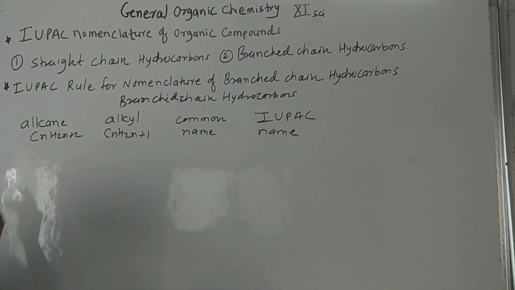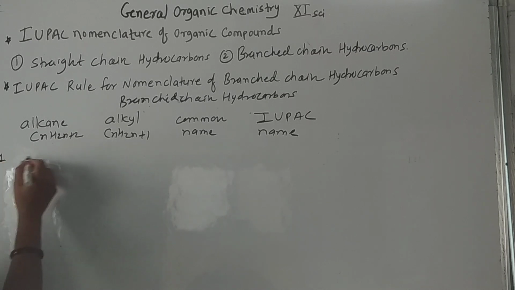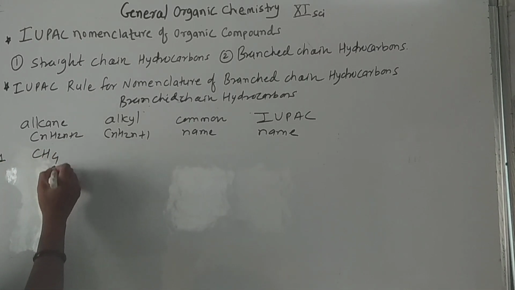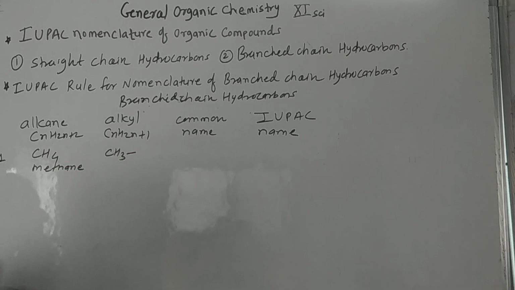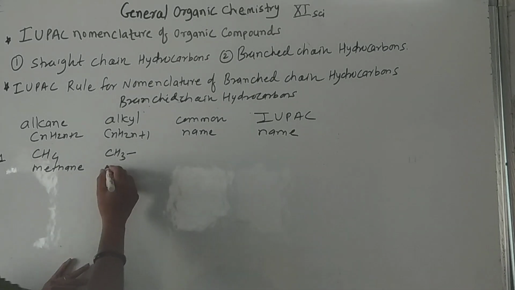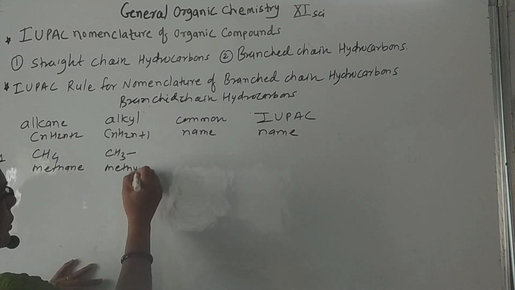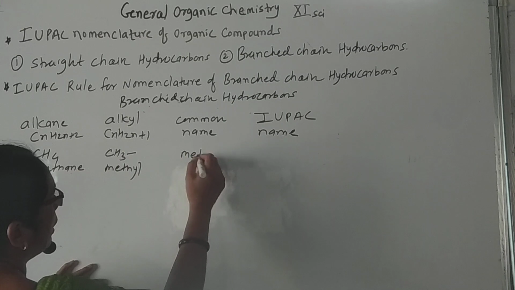Let us consider carbon number 1. Carbon number 1 has the alkane CH4, which we call methane. Its alkyl is obtained by removing one hydrogen, that is the methyl. Therefore, its common name is methyl.